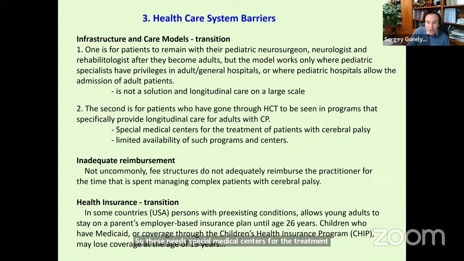Thus, now we have the limited availability of such programs and centers. Not uncommonly, fee structures don't adequately reimburse the practitioner for the time that is spent managing complex patients with cerebral palsy. And lastly, there is the problem of health insurance. In some countries, persons with pre-existing conditions are allowed to stay on a parent's employer-based insurance plan until the age of 26 years. But children who have other children's healthcare insurances may lose coverage at the age of 19 years.